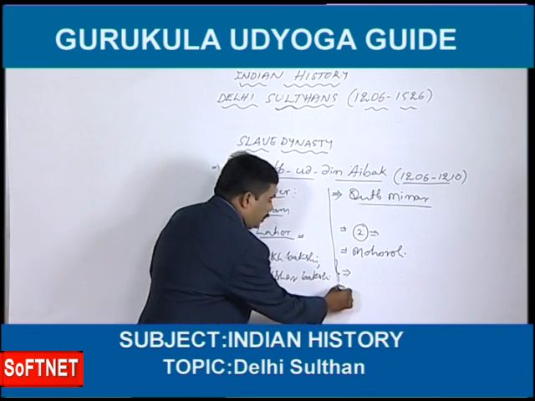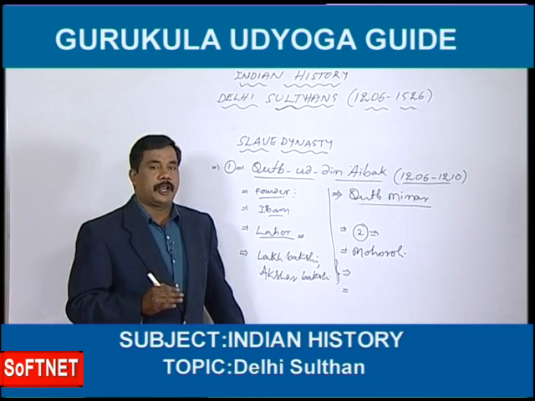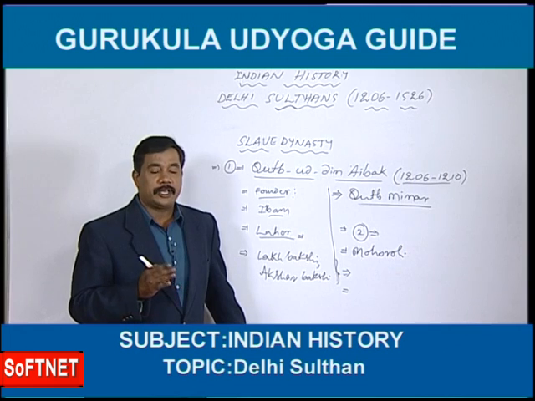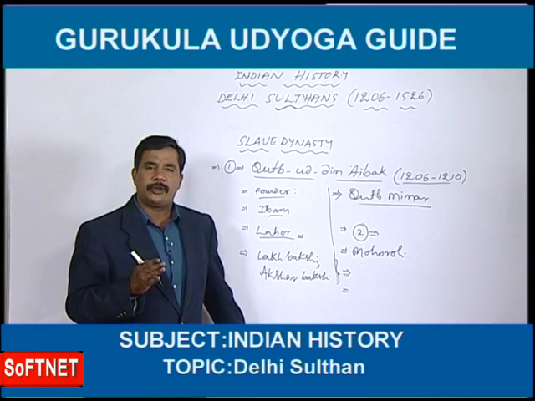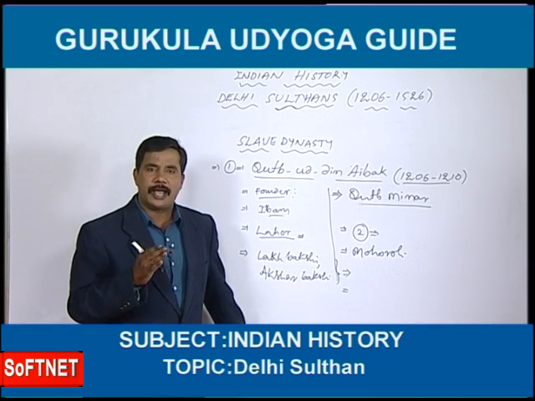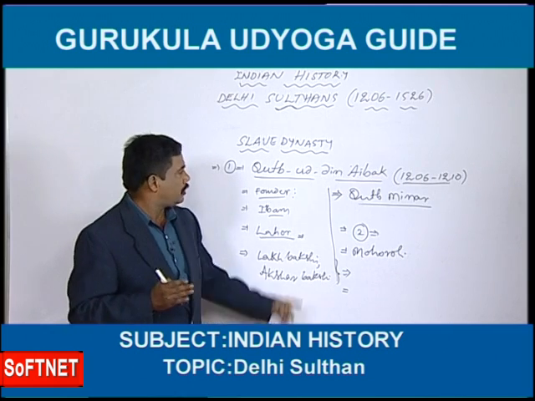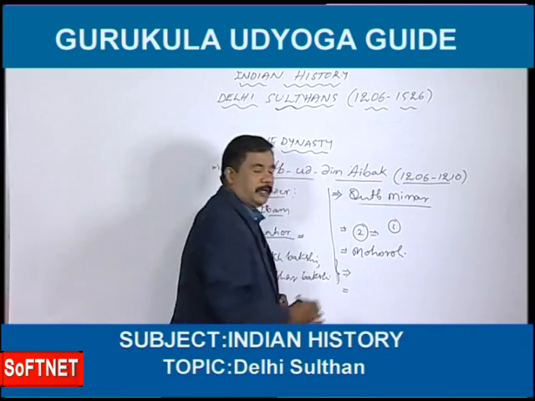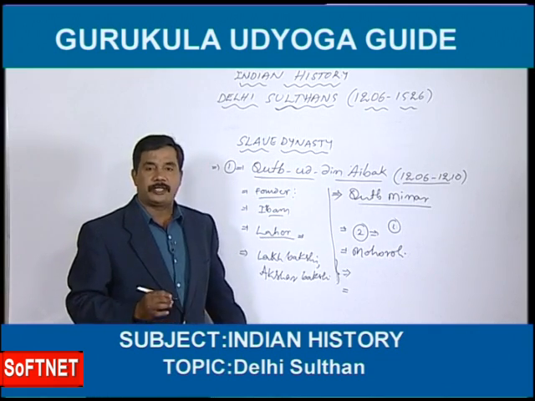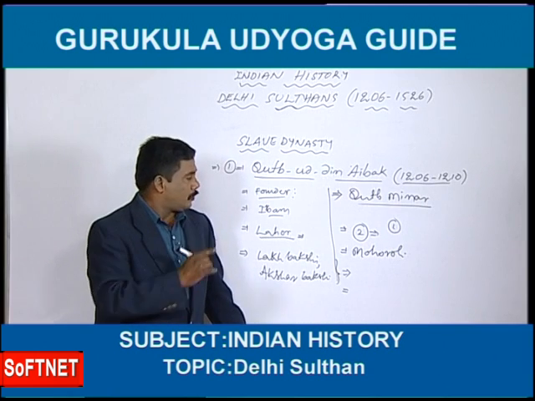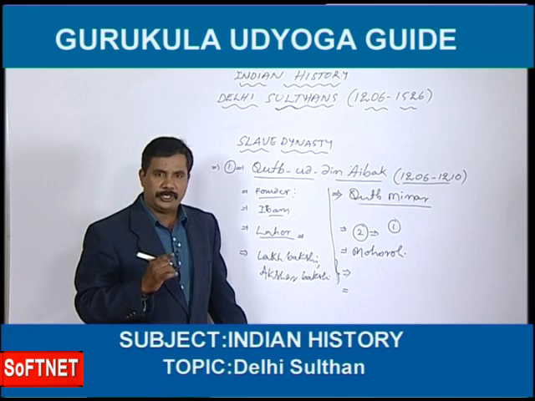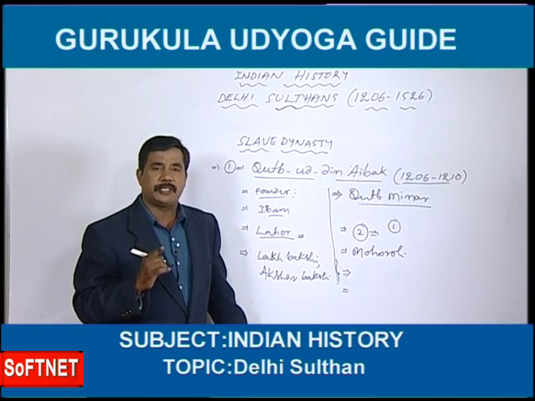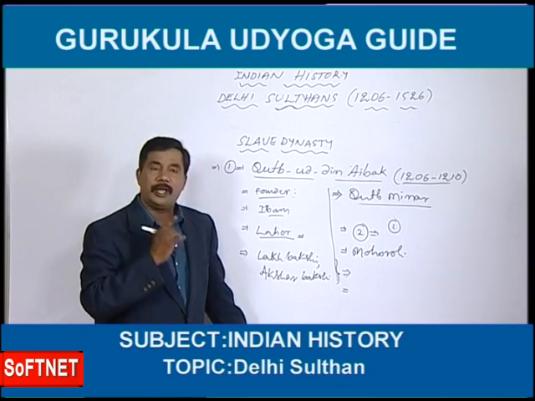And he has constructed 2 mosques. Why? Because before Qutbuddin Aibak, no Muslim person had constructed a mosque in India. Only the first person, Qutbuddin Aibak, constructed the mosque. One at Delhi and one more at Ajmer. These 2 mosques are the first mosques in India constructed by Qutbuddin Aibak.